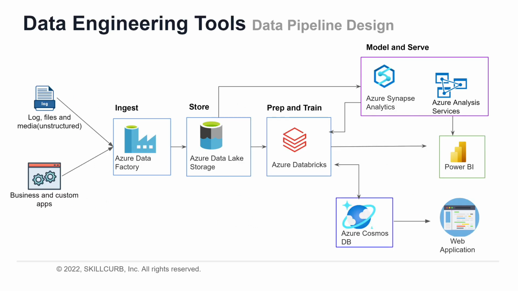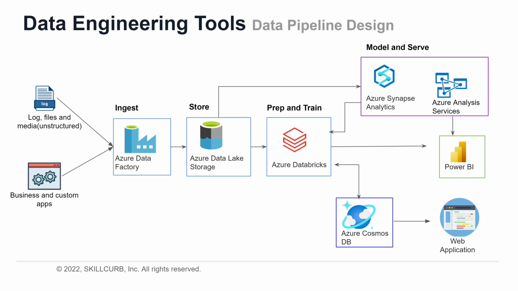Let's take a look at the data pipeline and how it works and what you can expect to happen on every stage of the data pipeline. The first step is the ingestion. Here you get log files, media files, generally unstructured files, and you get a lot of information from business and custom applications. All of this goes into the Azure Data Factory. Now this is all being ingested and brought into Azure.